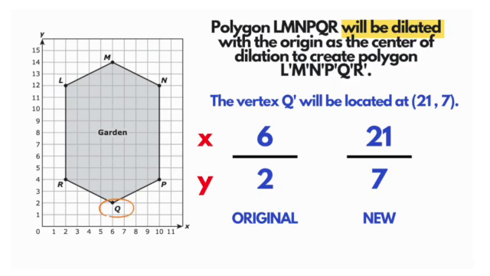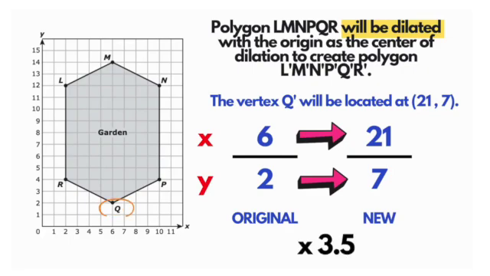So we really just need to figure out what happened to our value as it went from 6, 2 to 21, 7. It looks like it's getting larger, so we need to find out whether we can divide 21 by 6, or what we multiply 6 by to get 21. If you divide 21 by 6, you get 3.5. So 21 is 3.5 times bigger than 6. And since it is a proportion, 7 is also 3.5 times bigger than 2. So it's going to expand.